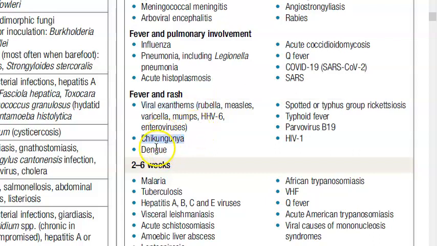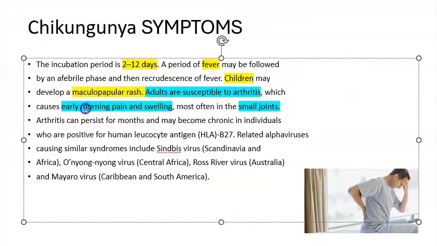Then you have chikungunya, again viral, dengue, this is viral. Typhus, rickettsiosis, okay? Typhoid, parvovirus, HIV. So all these will cause fever with rash. So these and all can be your differential. Remember in chikungunya and dengue, there will be a lot of arthritis, joint pain, right? Then coming here to the symptoms.